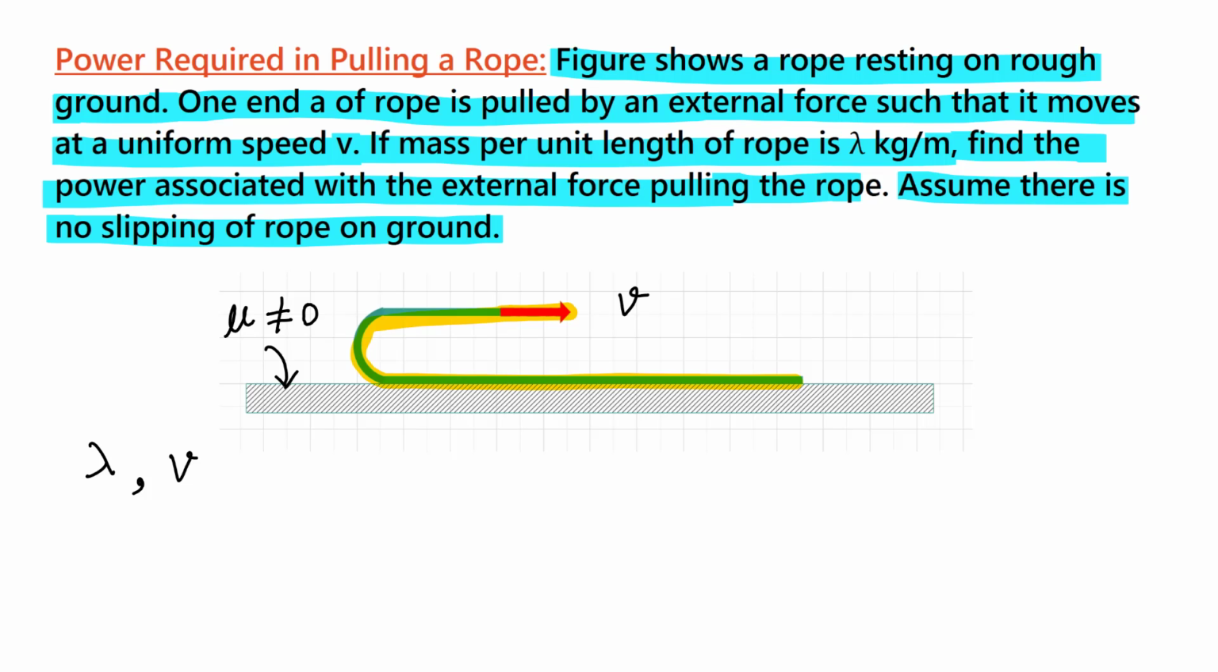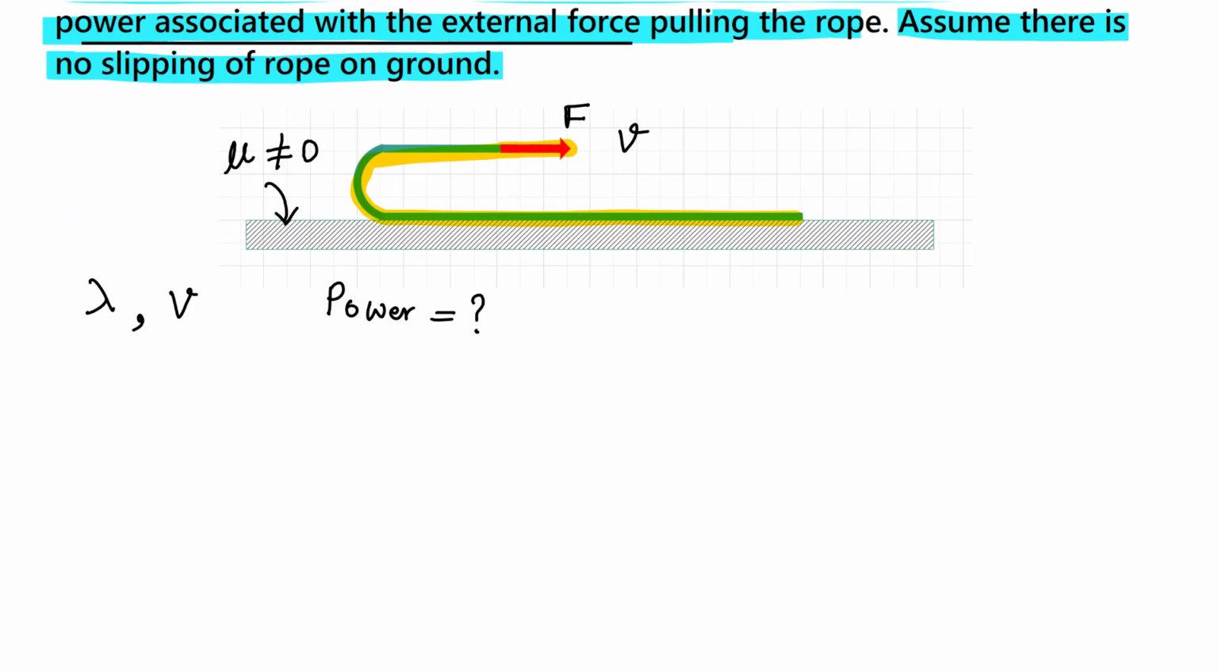Now let's say some force F is applied here. Then we have to find the power associated with the external force pulling the rope. So what is the power that is required to pull this rope? Basically we will solve this problem by two methods. First, let us discuss the first method.